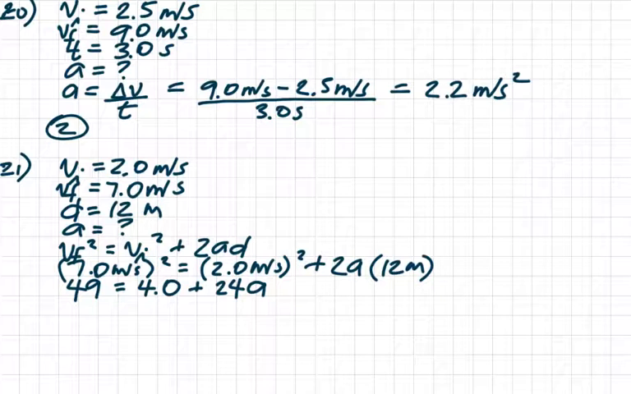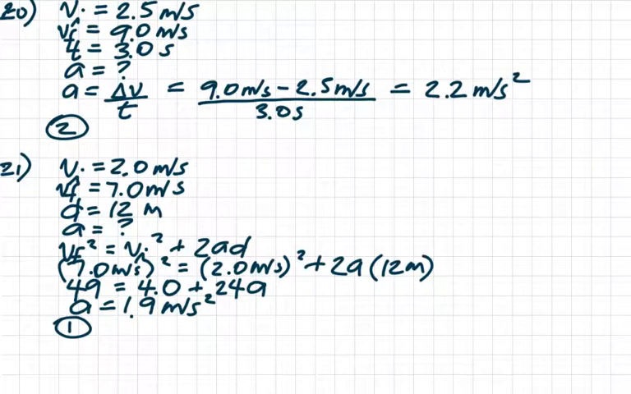Sometimes I'll write in these little intermediate math steps, and sometimes I don't. But 7 squared is 49, 2 squared is 4, 2 times 12 is 24, so you get 49 equals 4 plus 24A. Subtract 4 from both sides, divide by 24, and you get 1.9 meters per second squared, and that is choice 1. Again, the rounding for sig figs is based on the original significant figures in my numbers. I have 2.0, 7.0, and 12. That's 2 sig figs. Alright, let's keep going.